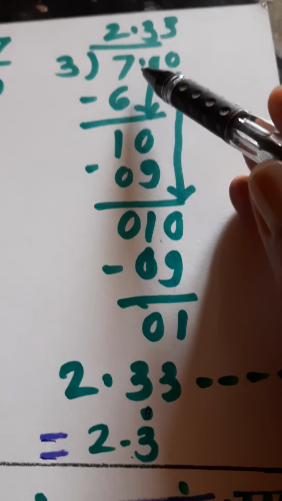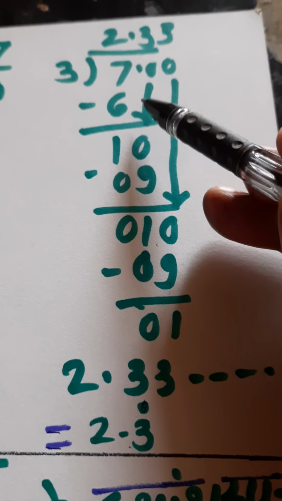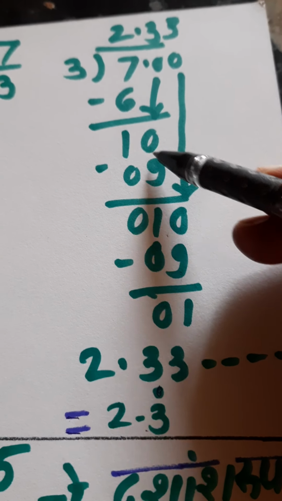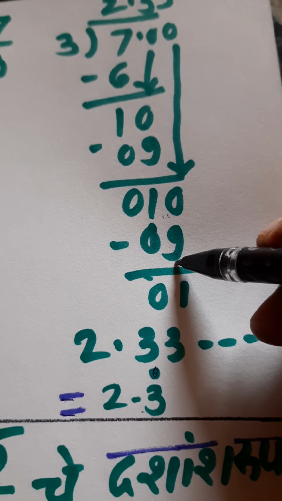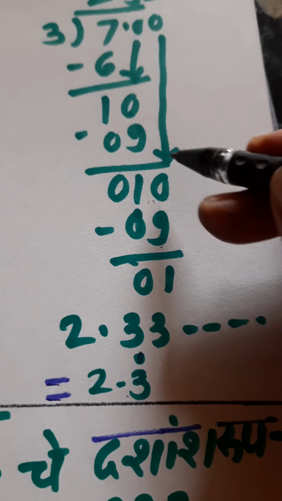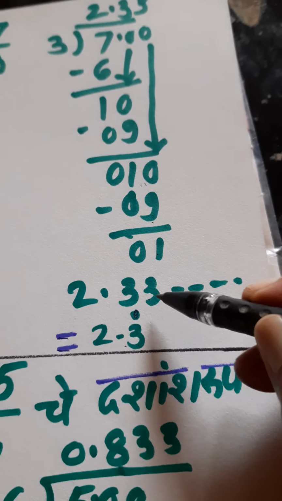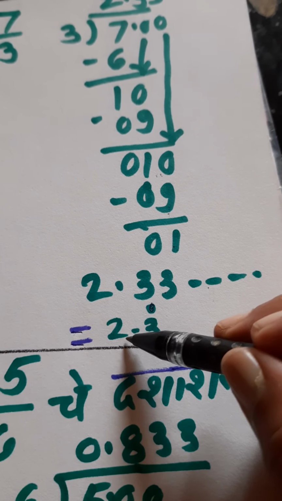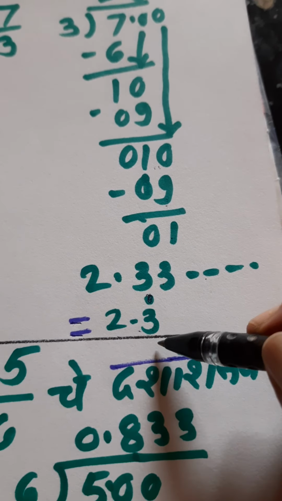The next example, 7 upon 3. 3 2s are 6, then 1 remains, take 0, 10 forms, 3 3s are 9, 1 remains, 0, 10, 3 3s are 9, 1 remains, and this process will continue, that is the digit 3 is coming repeatedly. So I have written here 2.3 and given a small dot on the 3.